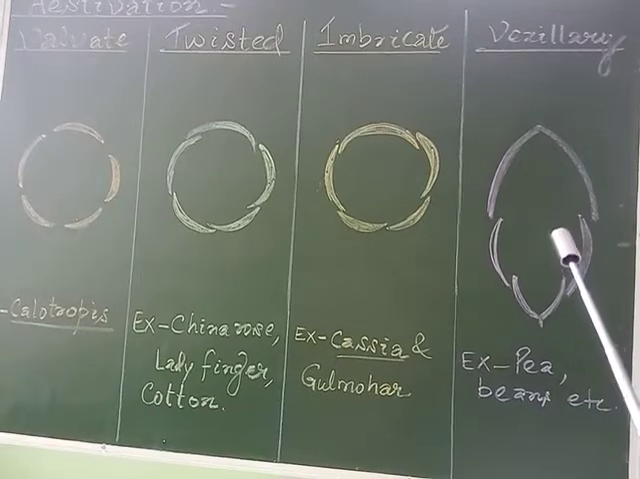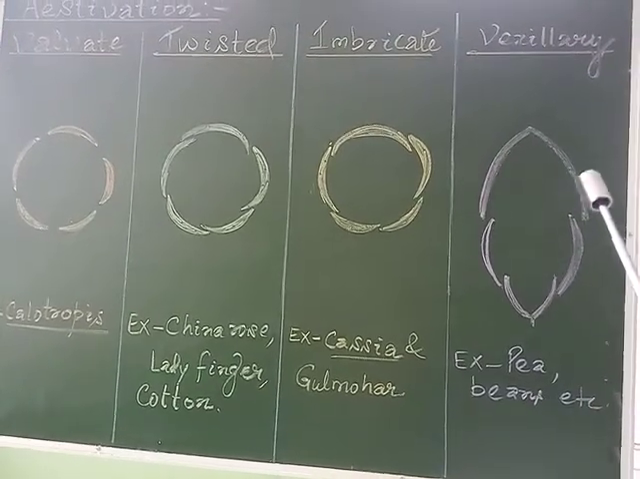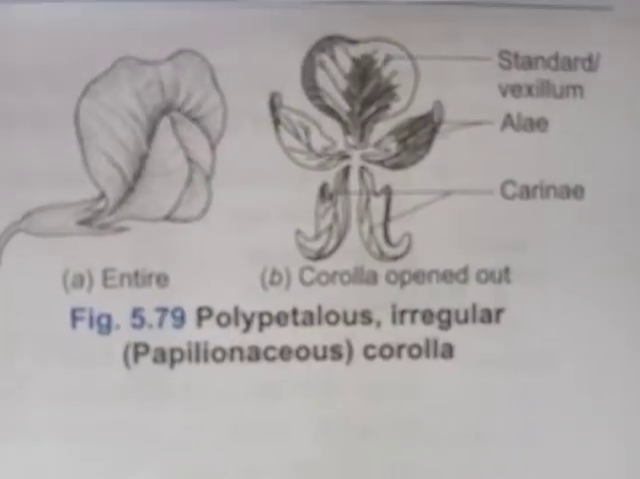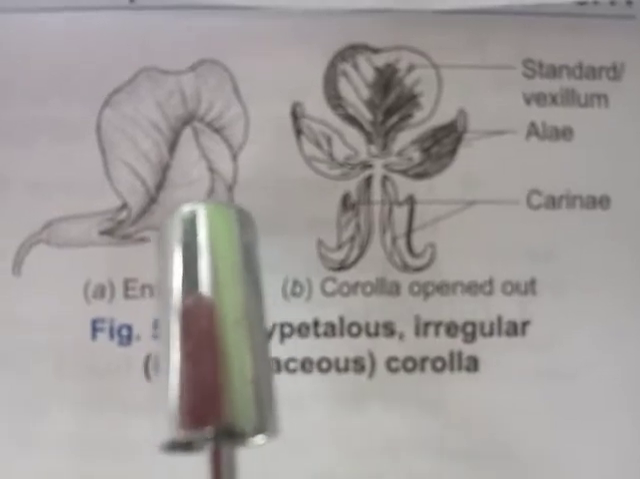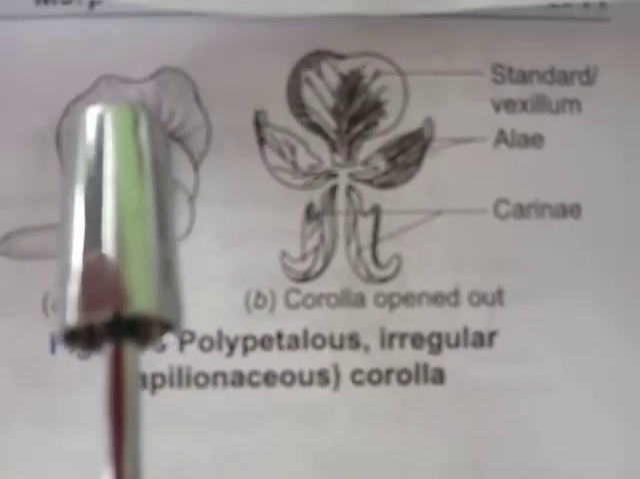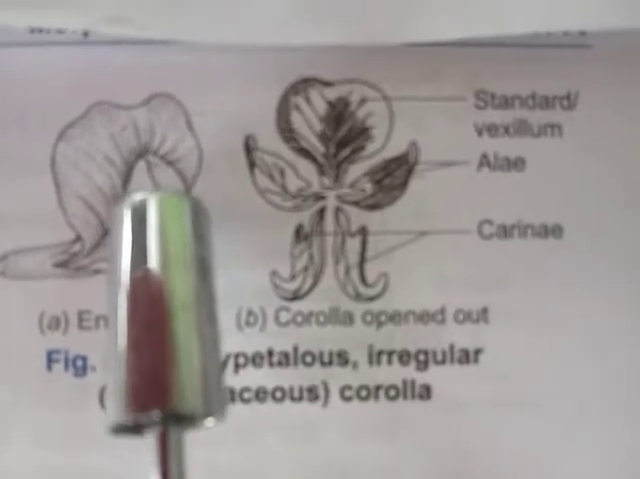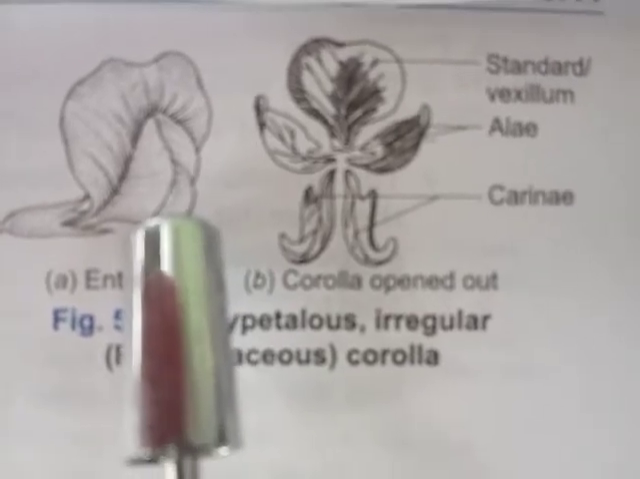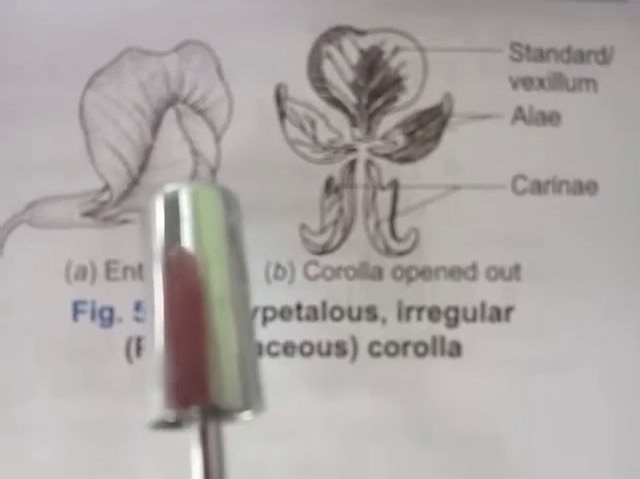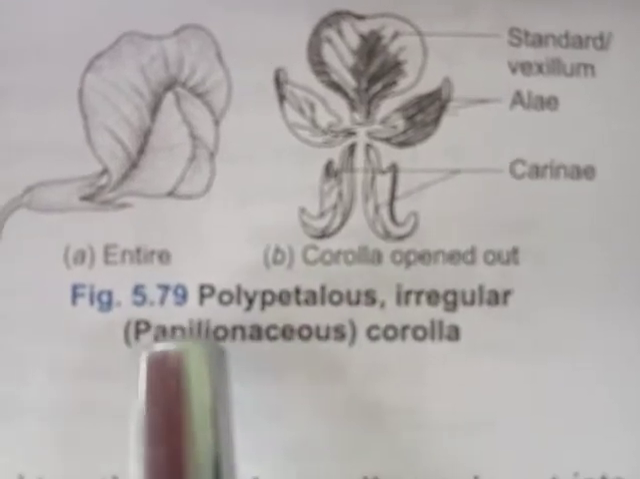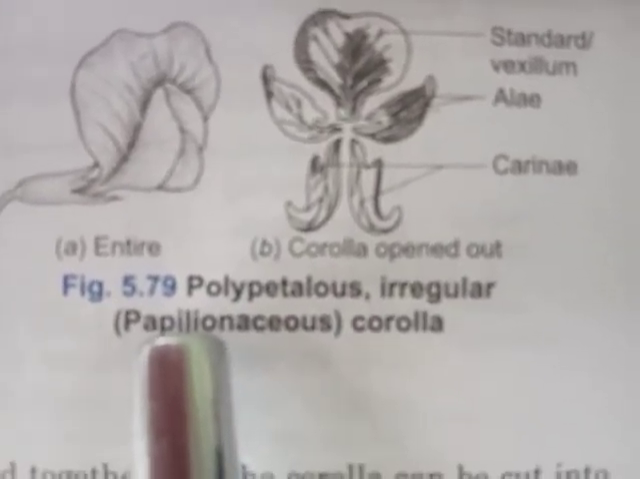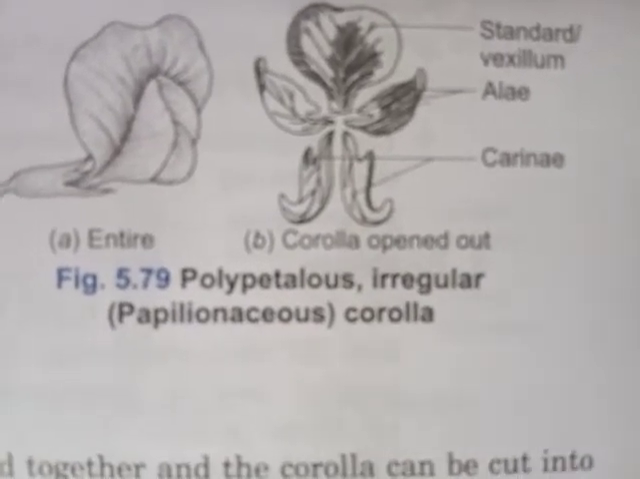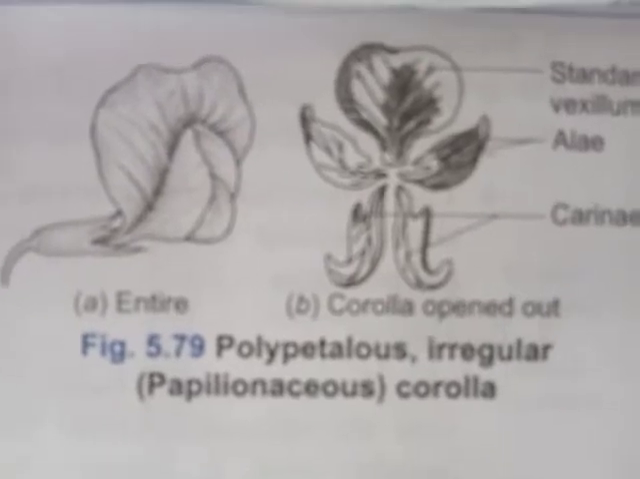The flower will have 5 petals and the arrangement would be like that. That is easily and clearly visible to us. So as we may observe in the case of pea flower, the largest petal overlaps the 2 smaller ones, and within it the 2 smallest ones are overlapped. So this type of estivation is also called papilionaceous estivation, as it is exhibited by the members of the Papilionaceae family, also called vexillary estivation.